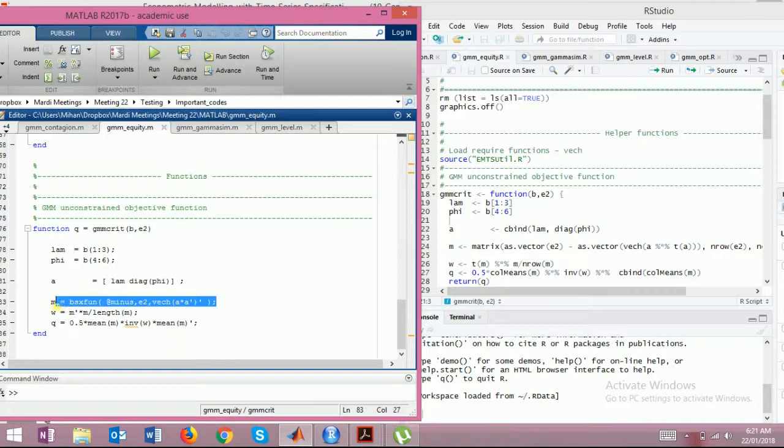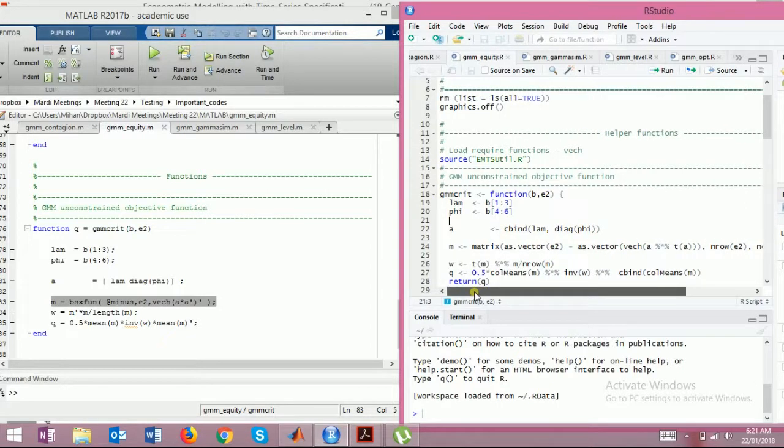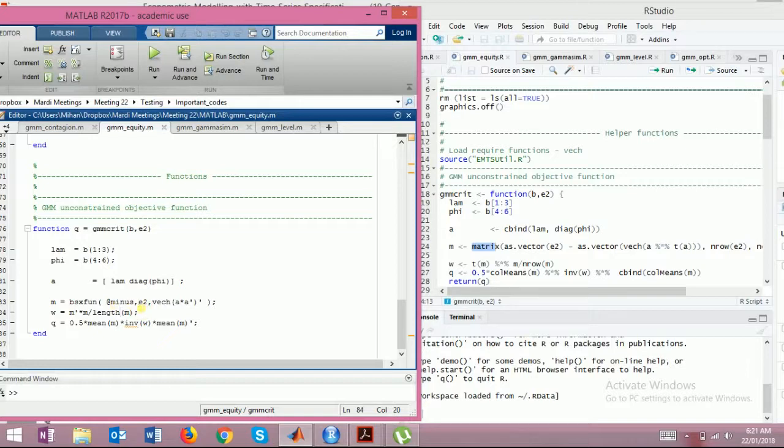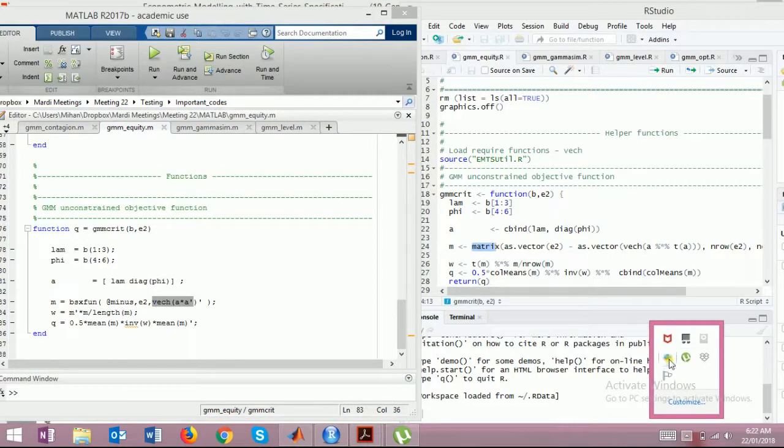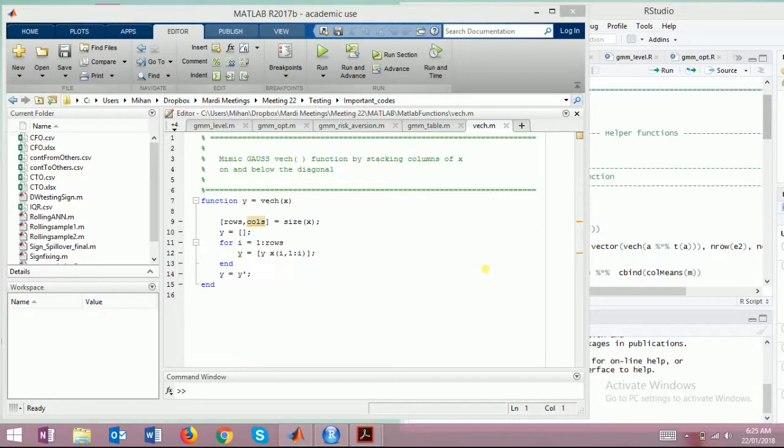A means bsxfun. bsxfun is a function that we use when we are doing operations on multiple matrices. Instead of bsxfun, we can mention it in our R function, whether it is a matrix or a vector. So we are creating a matrix where we subtract from e squared vec of A A transpose. So vec is a function. Let me explain what vec is. Vec is a customized function that we are using in R and MATLAB both simultaneously.